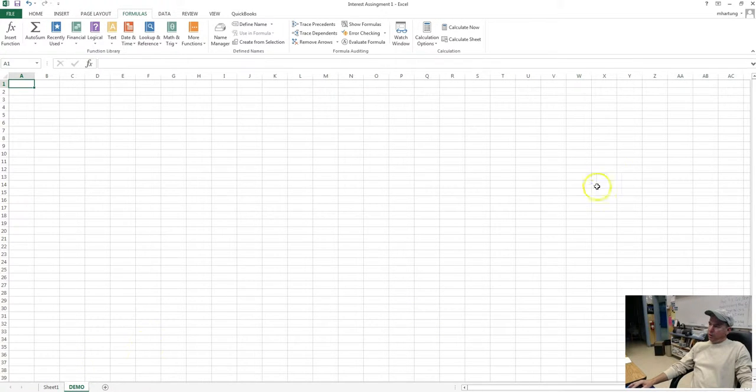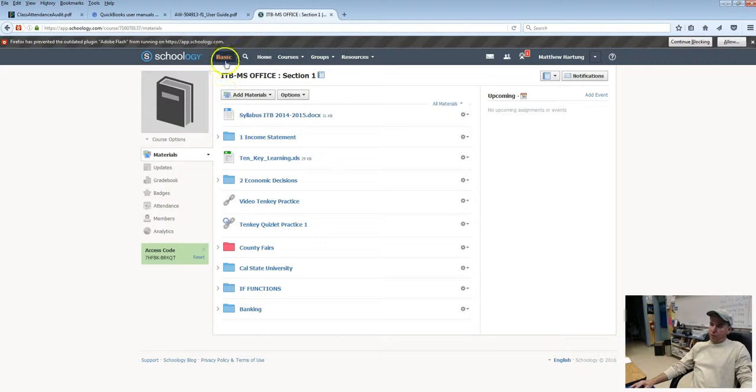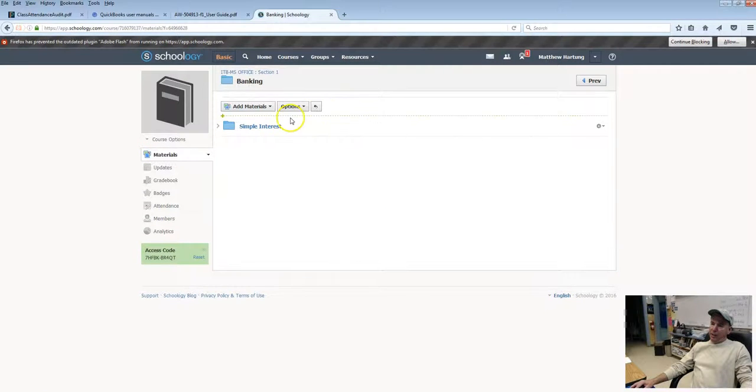formula. So the first step for you is to go to Schoology. Go ahead and get logged in to your Schoology account and then go to our course and look for the banking folder. And then within banking, look for simple interest. And then what you will want to do is to download and save interest assignment number 1. So go ahead and pause the video and get that taken care of.